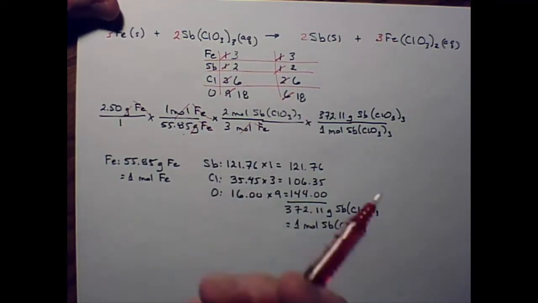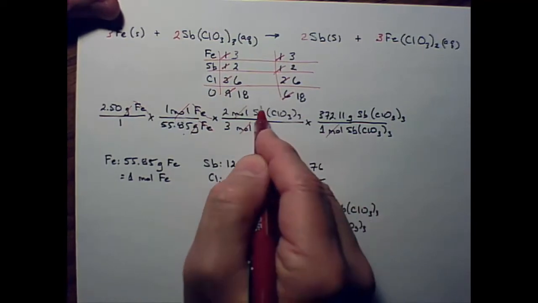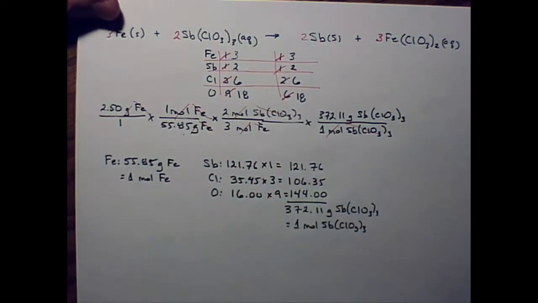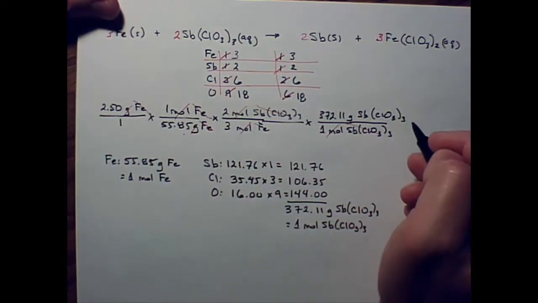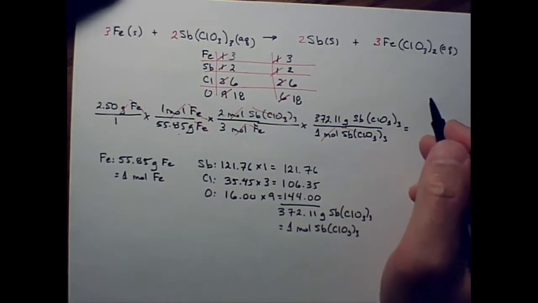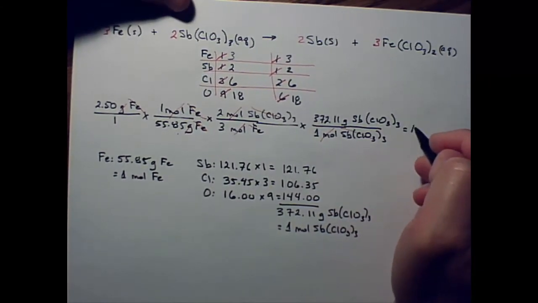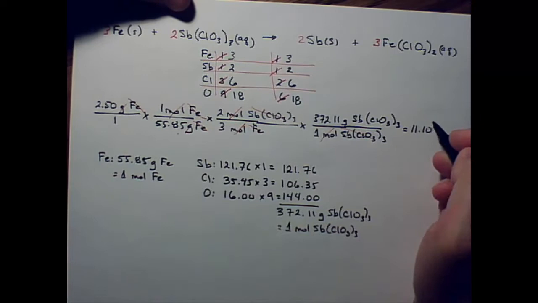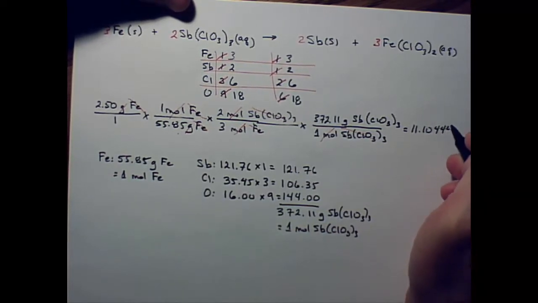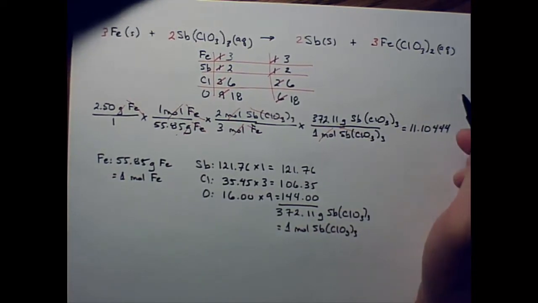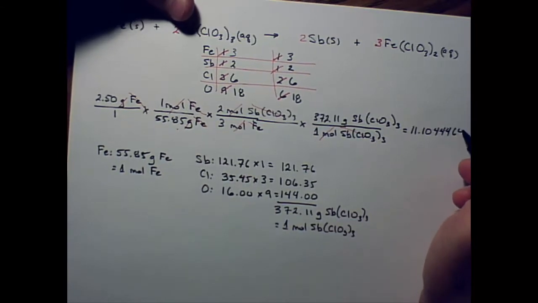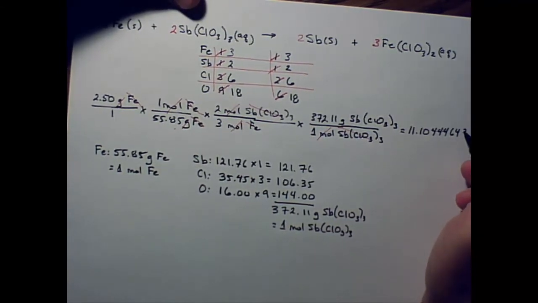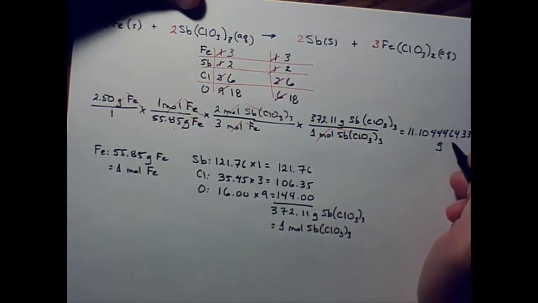I can cancel units now of moles and the species antimony 3-chlorate. And I'm ready to do the math for this problem. Put it in your calculator. You should get 11.10444. And some of you may get more digits or less digits than I'm going to show here. That's fine. Just put down what your calculator shows. And this is grams of antimony 3-chlorate.